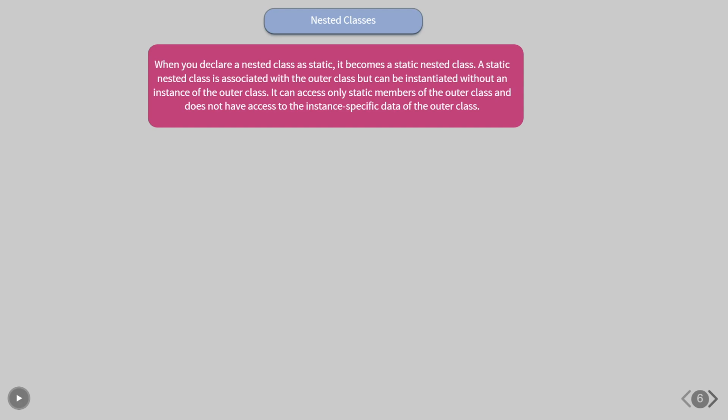Nested classes. When you declare a nested class as static, it becomes a static nested class. A static nested class is associated with the outer class but can be instantiated without an instance of the outer class. It can access only static members of the outer class and does not have access to the instance-specific data of the outer class.